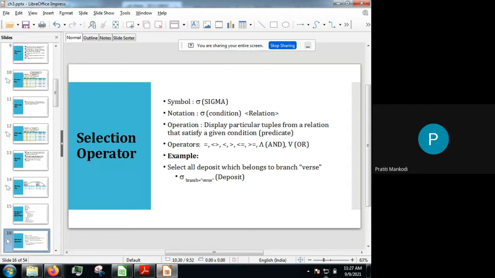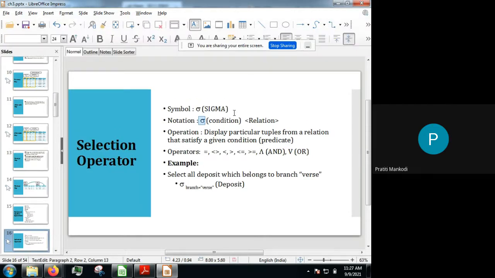Now, do remember the syntax here, this is sigma. Here you are supposed to write the condition in subscript. Condition in subscript of your sigma, we'll see it. And then the relation. Now, what is the use of this selection operation? Selection operation is used to retrieve the specific tuple from the relation.